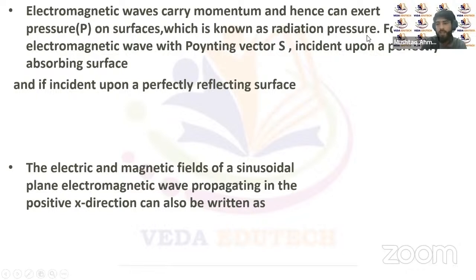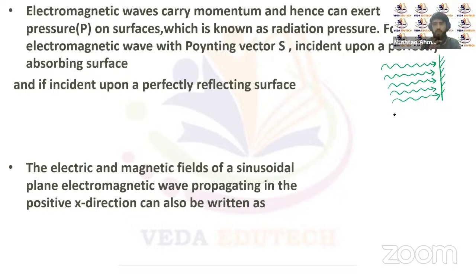One more important point is that, let's suppose this is a surface, and on this surface the electromagnetic waves strike. Light is striking continuously. So when these electromagnetic waves strike the surface, they transfer momentum to this surface and also exert pressure, right? And that pressure or momentum transfer we call radiation pressure.